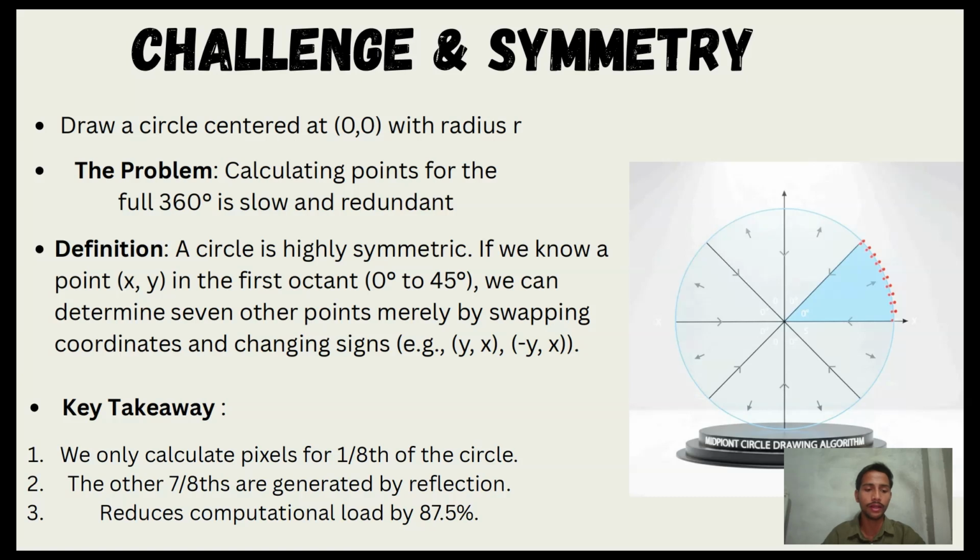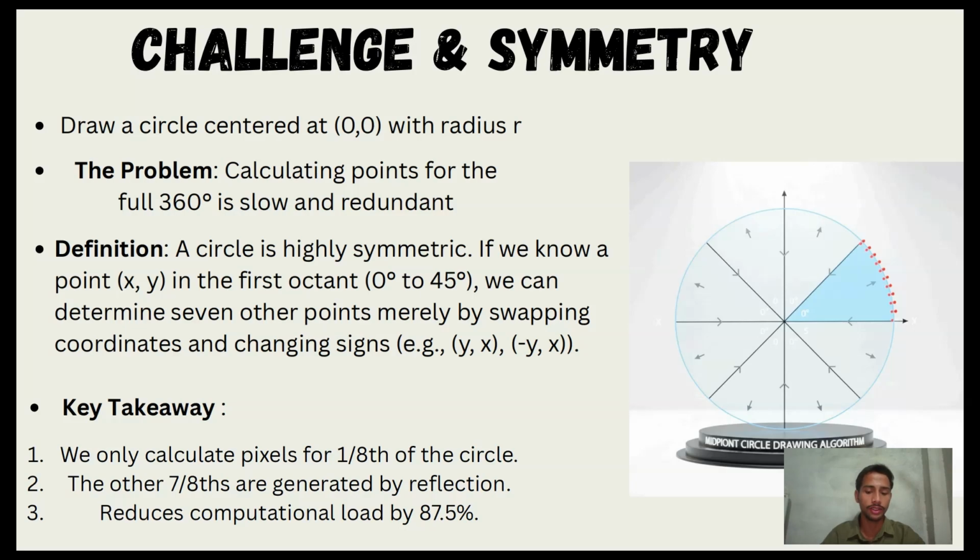Once we find a point x comma y in this section, we can automatically determine the other 7 points just by swapping coordinates and signs. The key takeaway here is efficiency. By doing this, we reduce the computer's computational load by 87%.